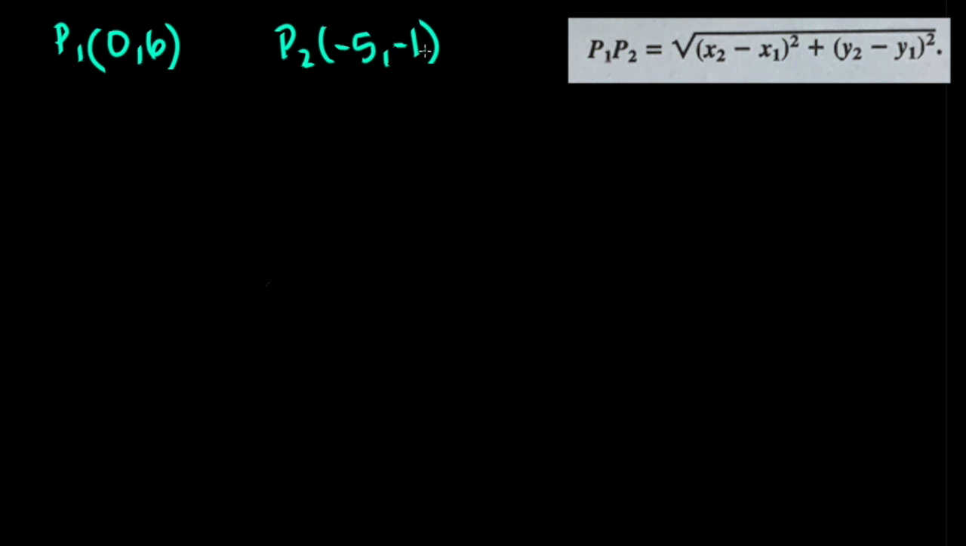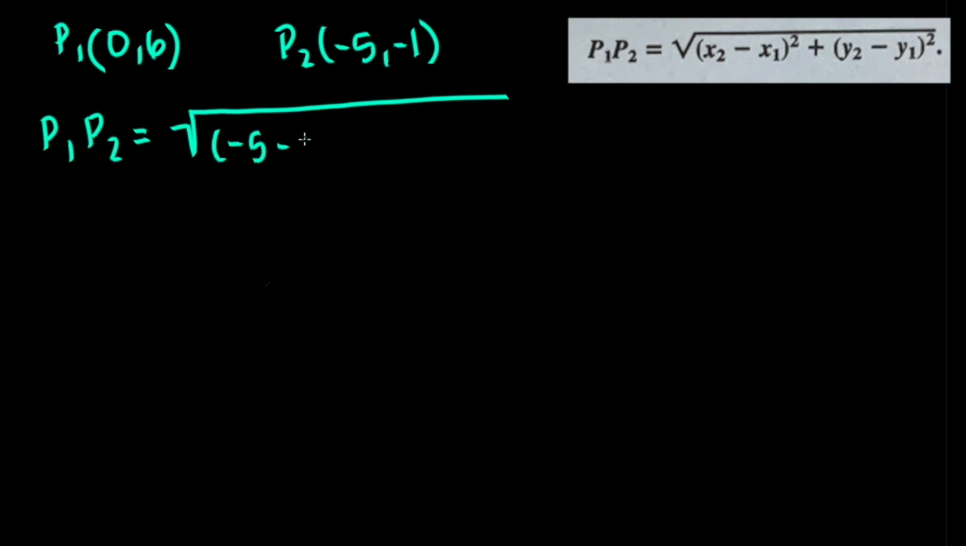Let's go ahead and substitute these numbers into our formula. P1 and P2 are going to equal the square root of our second x coordinate, which is -5, minus our first x coordinate, which is 0. We will square this and then add it to our second y coordinate, which is -1, minus our first y coordinate, which is 6. This will also be squared.